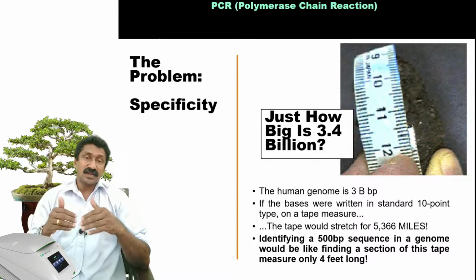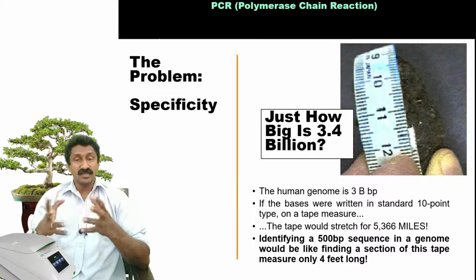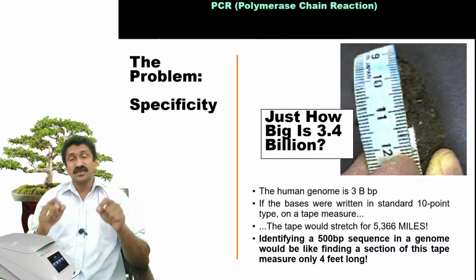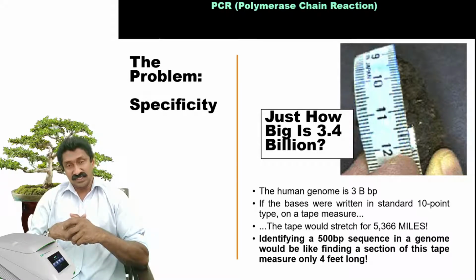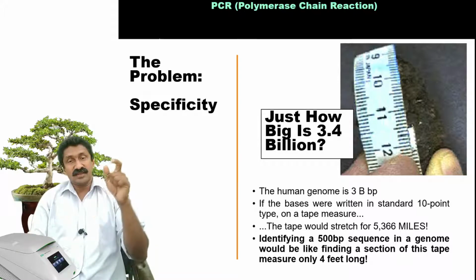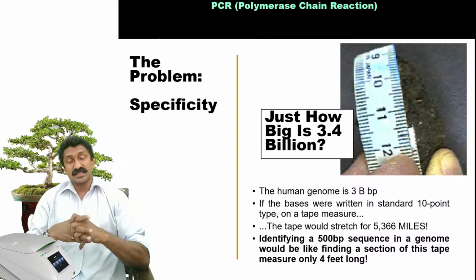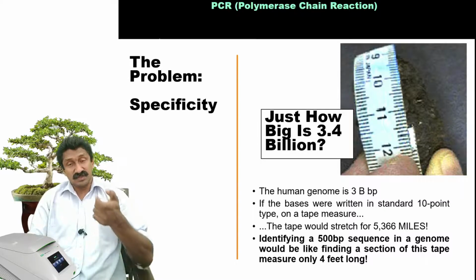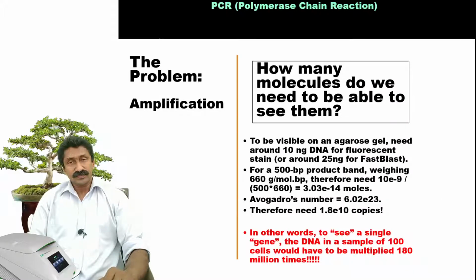So you can imagine the overall length of that 3 billion base pairs in the genome, in which we are looking for the specific sequences of a target gene. So specifically locating that 4 feet in 5,366 miles, that is the task in your hand. So that also requires more specific tools for identifying that specific sequence.